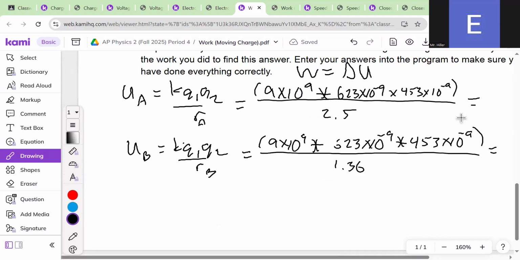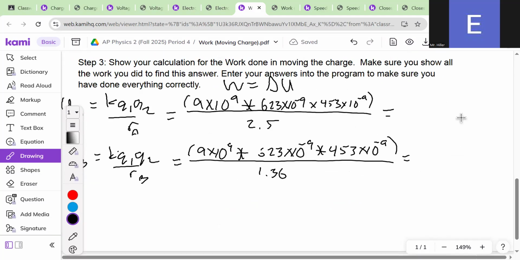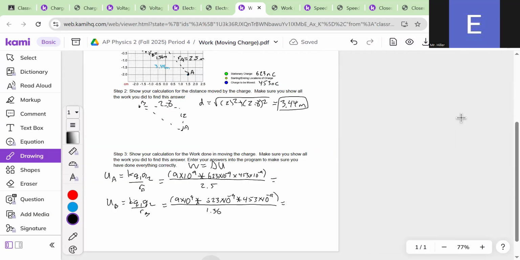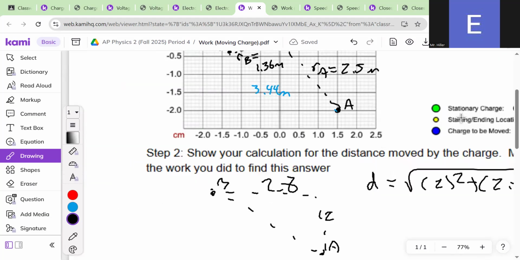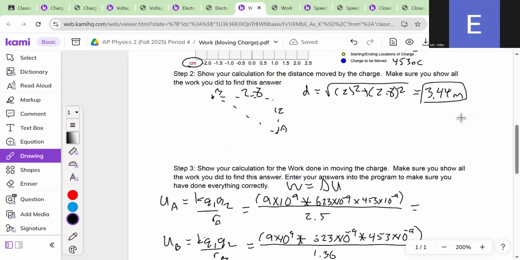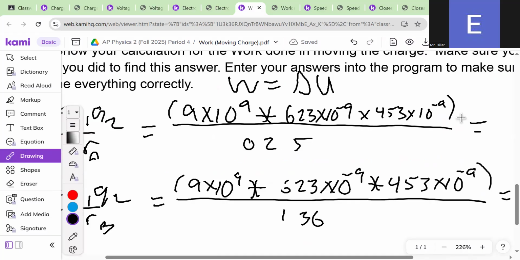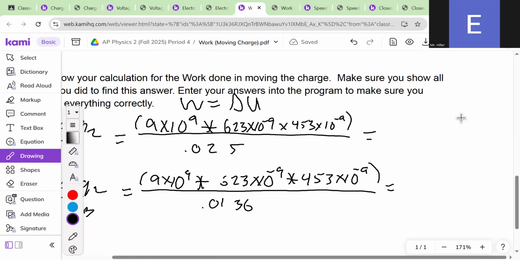Okay, so let's find those values. All right, so for the first one, we have a distance. Oh, oops, I almost made a mistake there. The distance is in centimeters. I've got to convert that to meters. Glad I noticed that first. Could have been a mistake. So the distance is really 0.025 and 0.0136. All right, that makes a difference. Let me fix that.